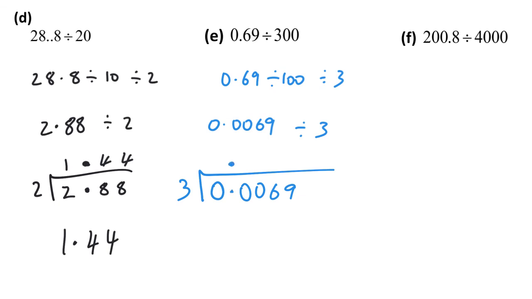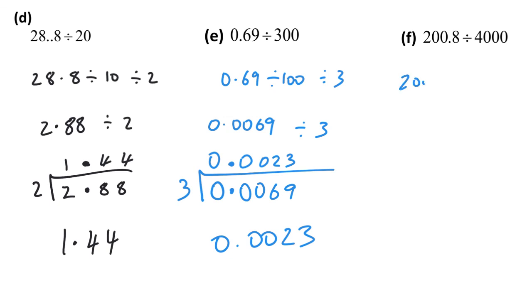Let's line up our decimal points. 3 into 0 goes 0 times. 3 into the next 0 goes 0 times. 3 into 0 goes 0 times. And now we're into something interesting. 3 into 6 goes twice. And 3 into 9 goes 3 times. So our answer here is 0.0023.